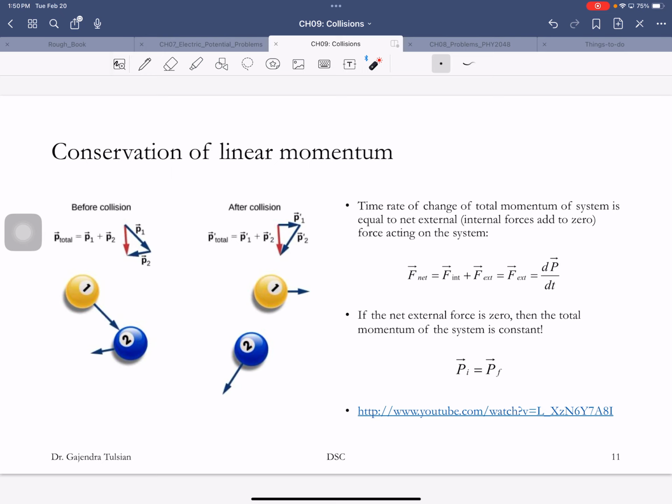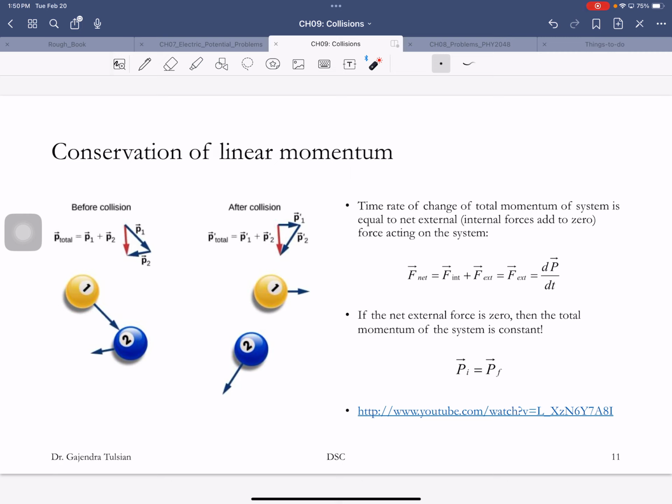All right, so here's Newton's second law again. Net force is rate of change of momentum. Okay, and this you'll learn in a second. This applies to a single particle. It applies to a system of particles. So the net force is the sum of all the forces acting on the system. Net force is internal forces plus external forces.